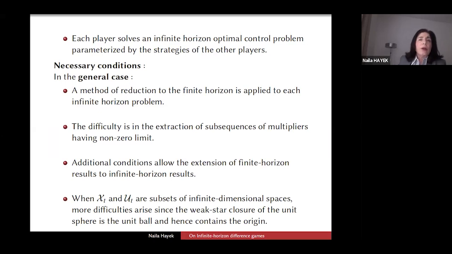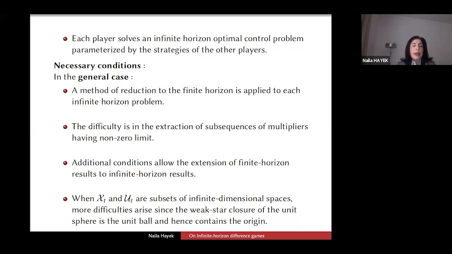Each player is going to solve an infinite horizon optimal control problem, which is parameterized by the strategies of the other players. So to talk about necessary conditions, this is what I will do. In the general case, you will see what I mean by general case in 2 minutes.